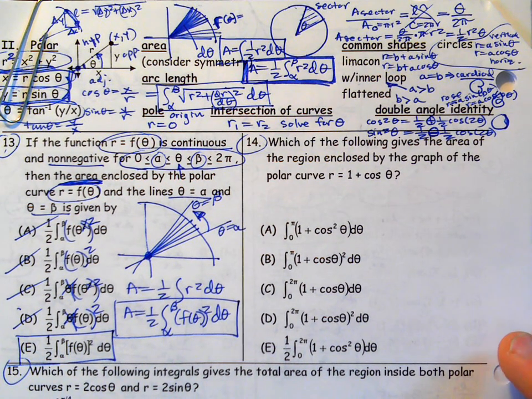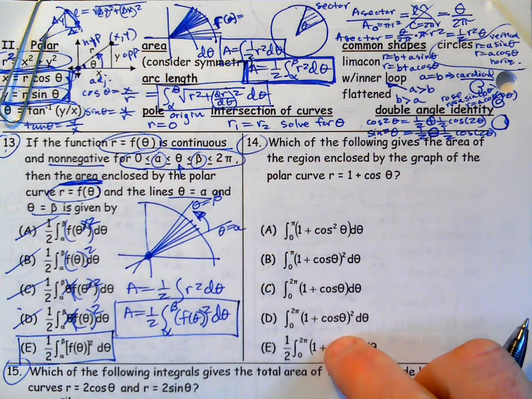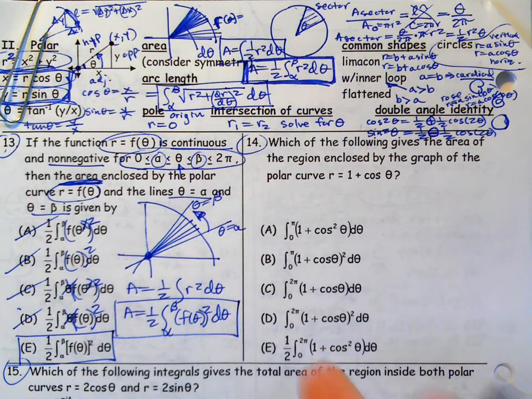14, which of the following gives the area of the region enclosed by the graph of the polar curve r equals 1 plus cosine theta? Now, the thing you've got to realize is tons of these don't have 1/2, so you're like, oh, that must be the right one. If that's the only one that even looks like the right answer, I'd be scared to pick it.